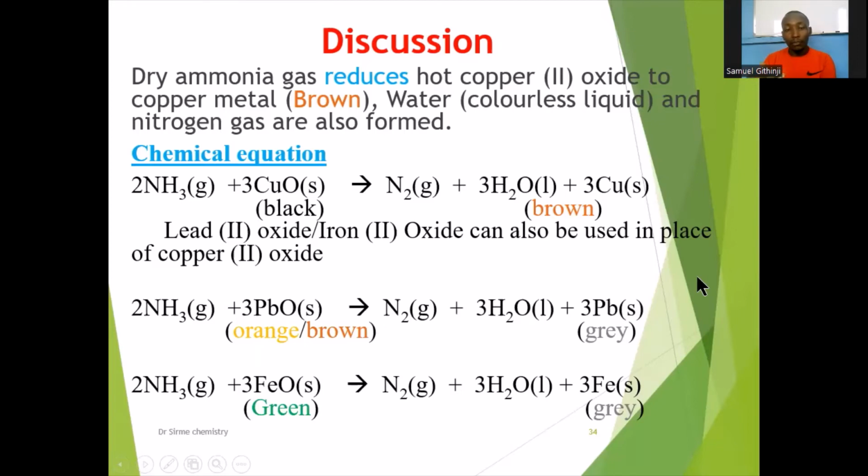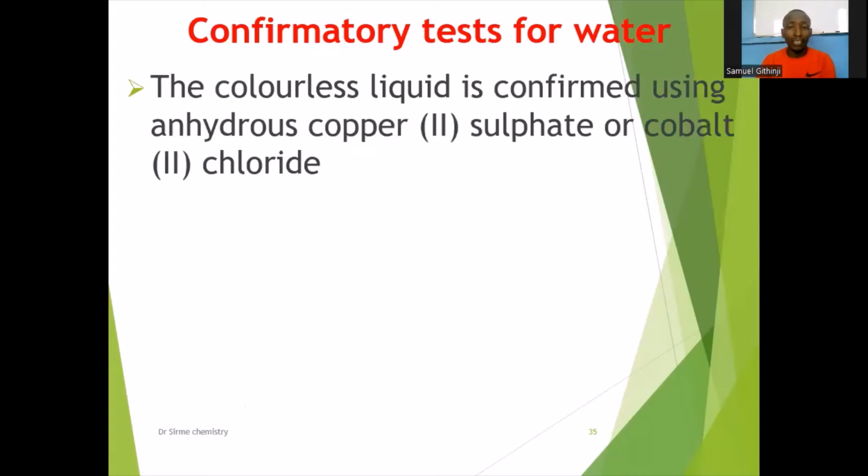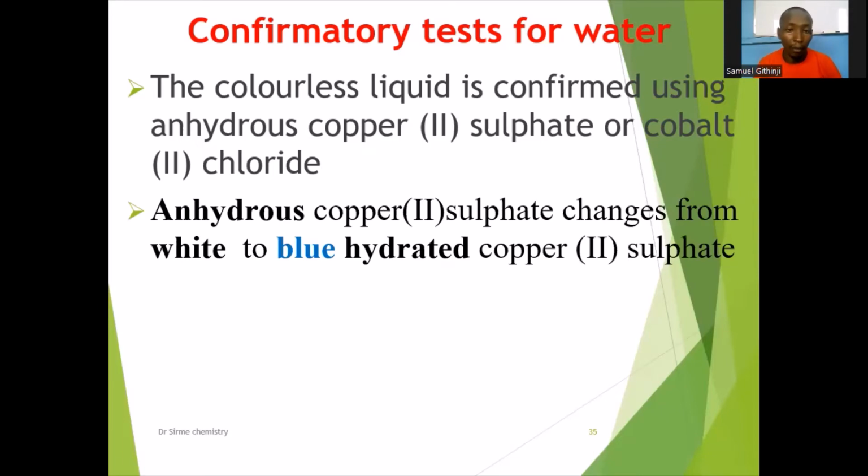Other metal oxides that are lower in the reactivity series can behave almost the same. That is a very good concept there. So how do you confirm the presence of water? Because they will tell you how do you confirm that the colorless liquid you've seen is water. That is Form 1 work. Either we use anhydrous copper 2 sulfate, or we use anhydrous cobalt 2 chloride. With that, we can move on. What exactly will happen if you are using anhydrous copper 2 sulfate?